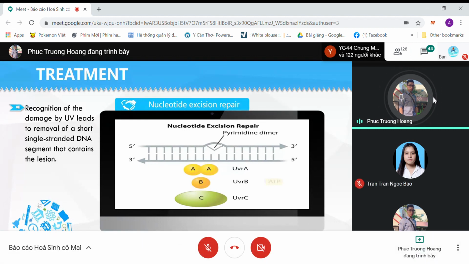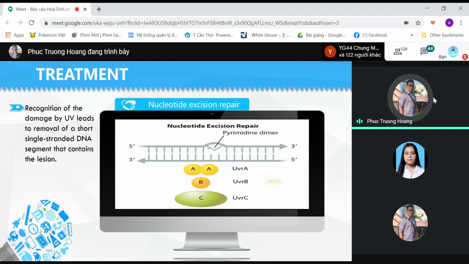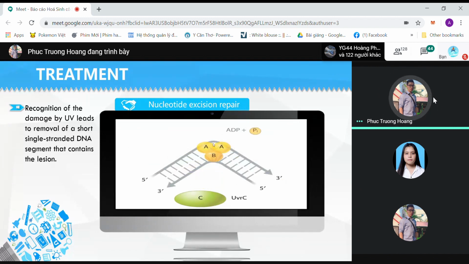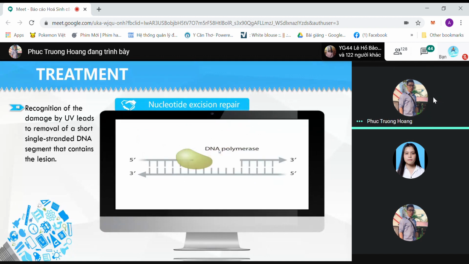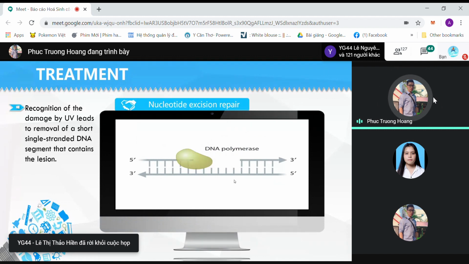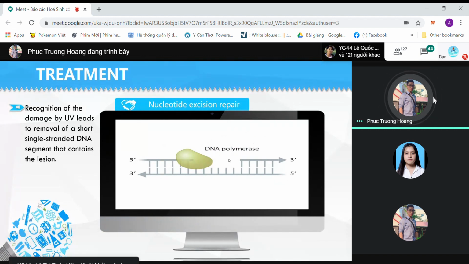As you can see here, this is the lesion created by UV light, and after a series of steps, it will remove this lesion and the undamaged single-strand DNA. As you can see here, we use DNA polymerase to synthesize the new shortened complementary DNA.